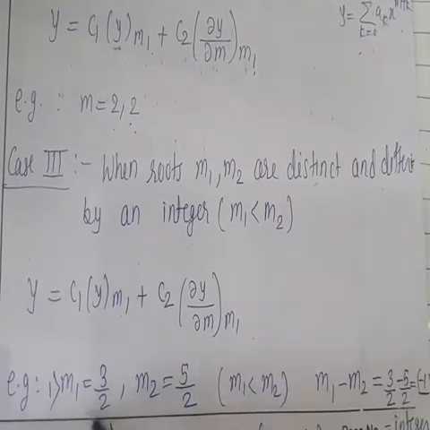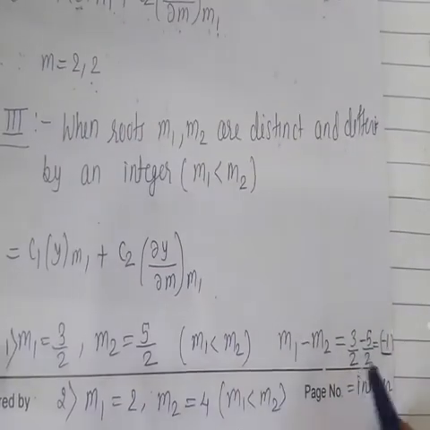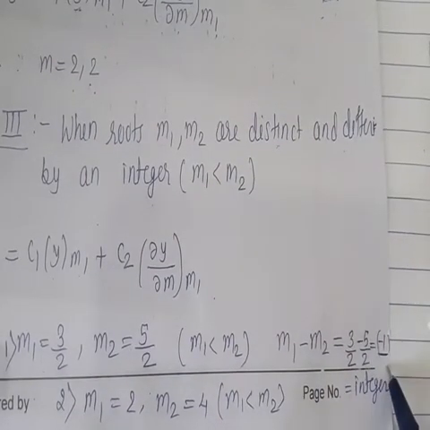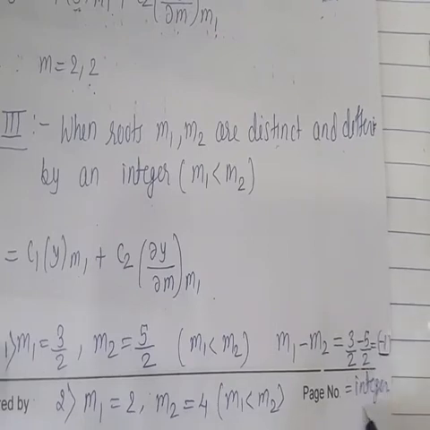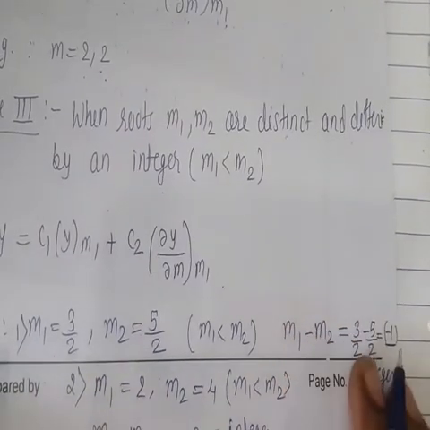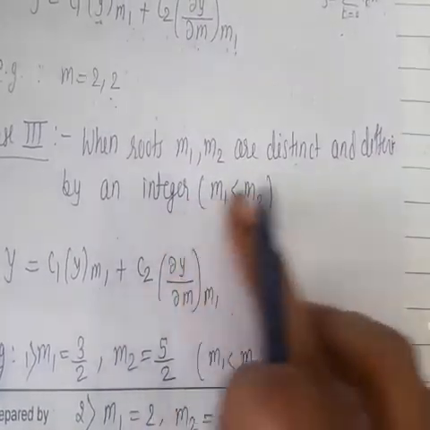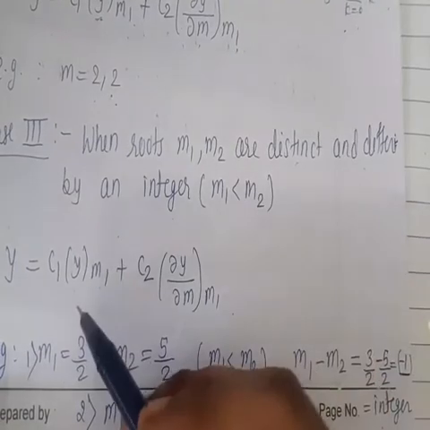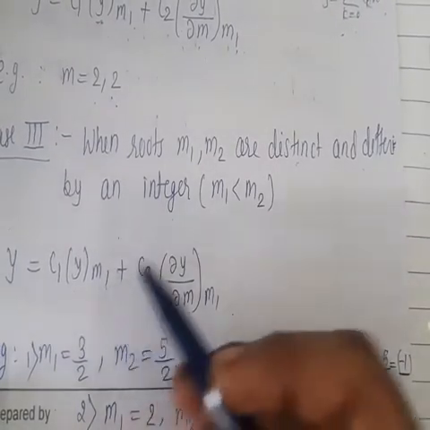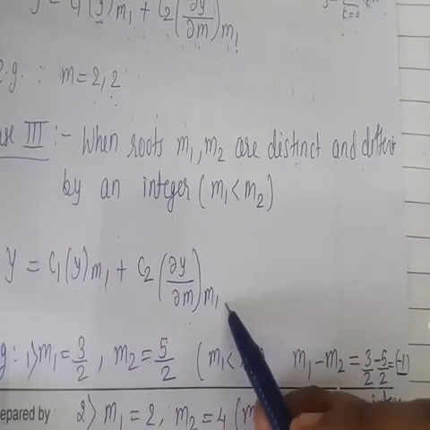Now if m1 is equal to 3 by 2 and m2 is equal to 5 by 2, what is the difference between these two? 3 by 2 minus 5 by 2 is minus 1, and minus 1 is an integer. So the difference between these two roots is an integer and both are distinct. So it satisfies the given condition, which is case number 3. So for case number 3 we want y at the root and del y by del m at that root.